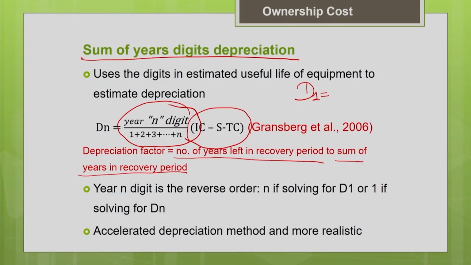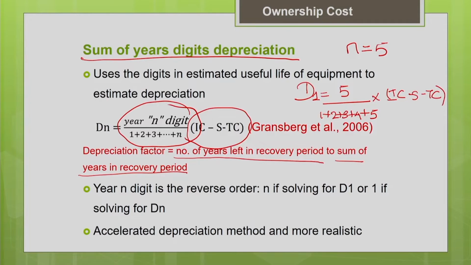Number of years left in the recovery period from the beginning of the year for which you are going to calculate the depreciation to the end of the useful life. So from the beginning of this year to the end of the useful life, what is the number of years left? Say for example, the useful life of the machine n equal to 5. So number of years left in the recovery period will be 5 divided by sum of the years of the useful life of the machine, 1 plus 2 plus 3 plus 4 plus 5, multiplied by initial cost minus salvage value minus tire cost. This is how we calculate the depreciation for the first year.